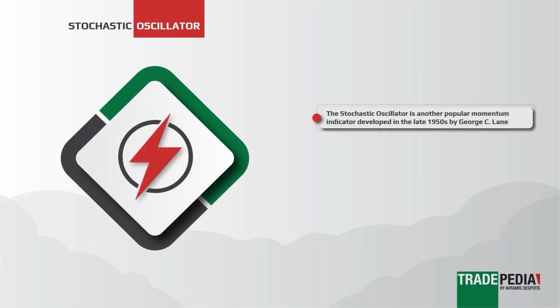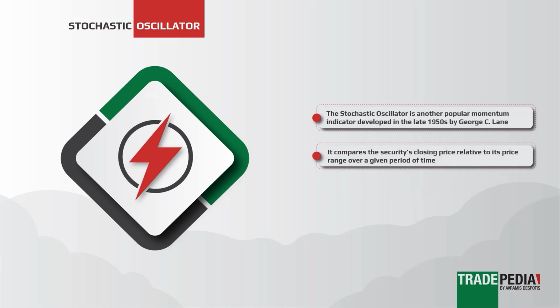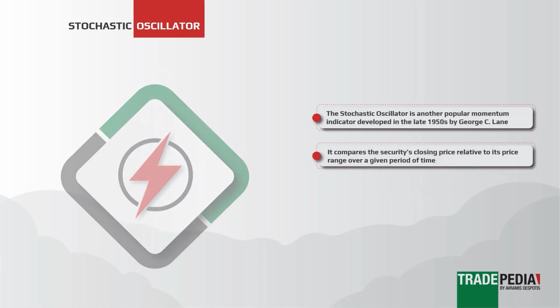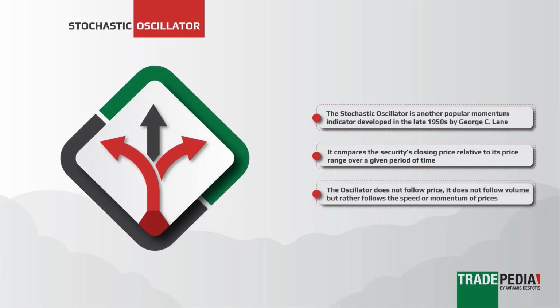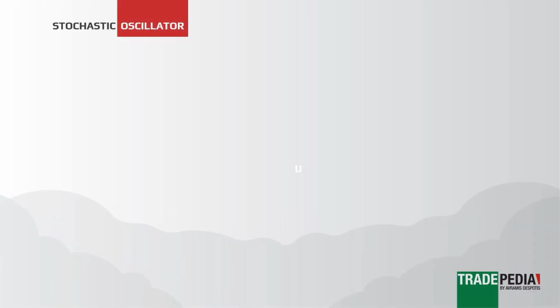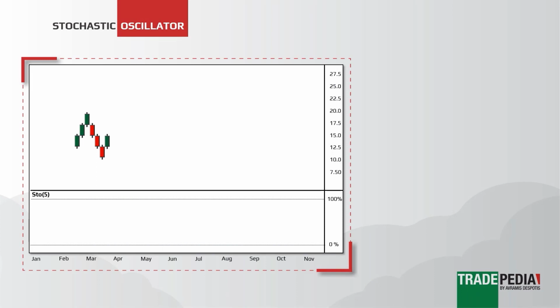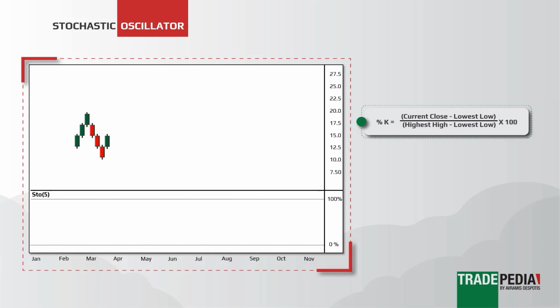The stochastic oscillator is another popular momentum indicator developed in the late 1950s by George C. Lane. It compares the security's closing price relative to its price range over a given time. The stochastic oscillator does not follow price, it does not follow volume, but rather follows the speed or momentum of prices. The formula for calculating the stochastic is as follows: current close minus lowest low of a given period divided by the range of the given period times 100.